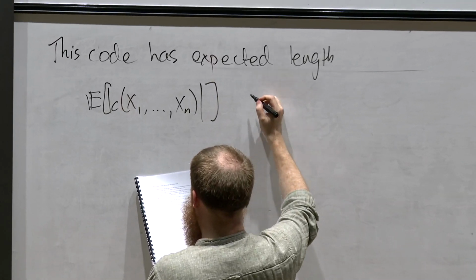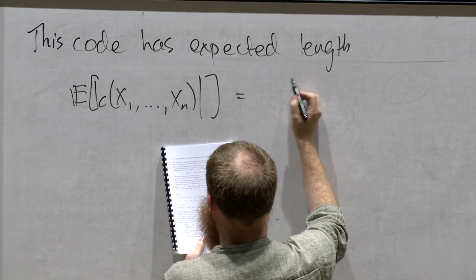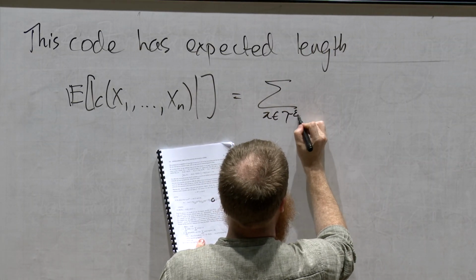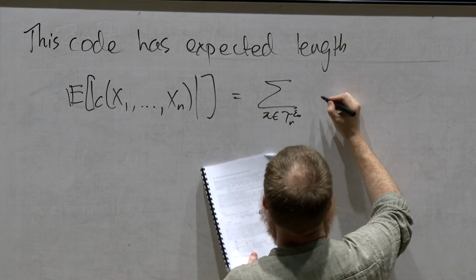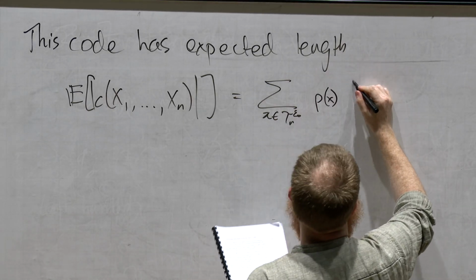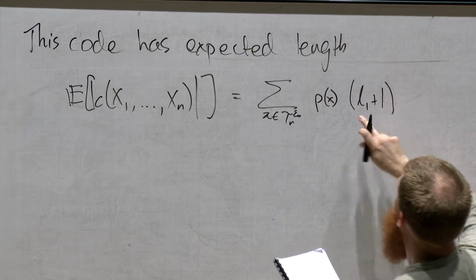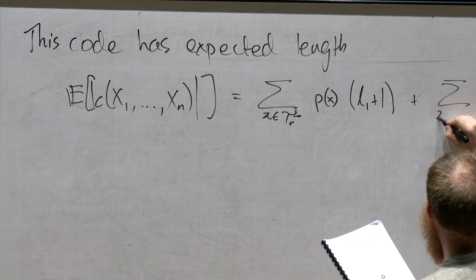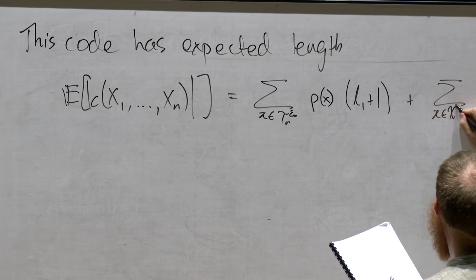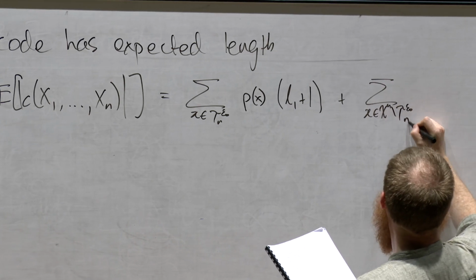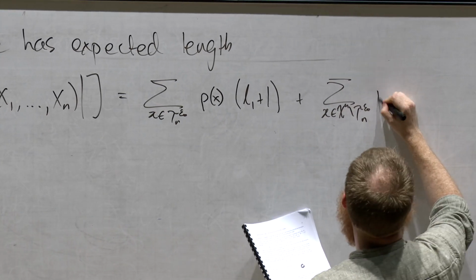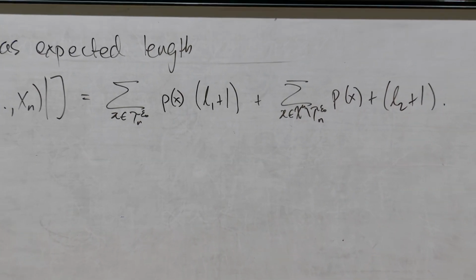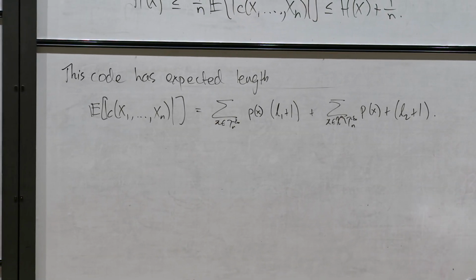Expected code word length is equal to the sum over x in T_epsilon_naught^n, so over the typical code words, of the probability of x times L1 plus 1, the length of a code word if it's typical, plus the sum over x in X^n minus T_epsilon_naught^n, the atypical code words, of p(x) times L2 plus 1. That's just writing out the length of this code.